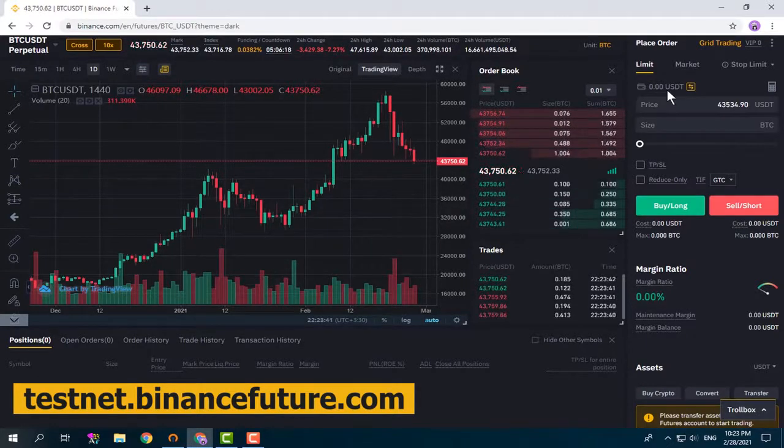Everything is exactly like here, but on testnet.binancefuture.com, Binance gives 100,000 USDT, not real, so you have 100,000 USDT in your wallet to practice trading.